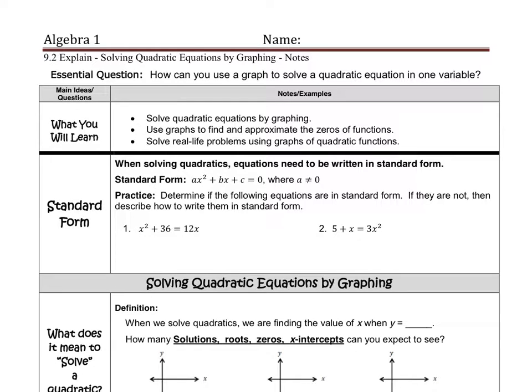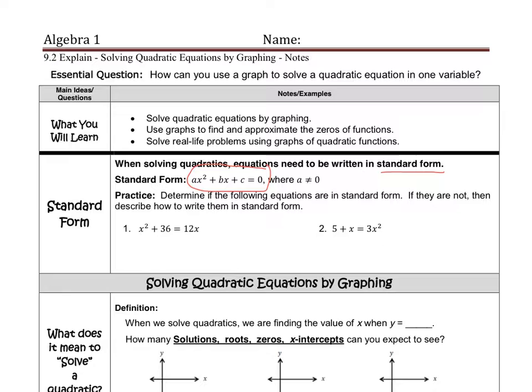Today we're going to work on solving quadratic equations using graphs. In order to solve a quadratic equation using a graph, the quadratic equation needs to be written in standard form. That's ax squared plus bx plus c equals 0. So it has to equal 0.